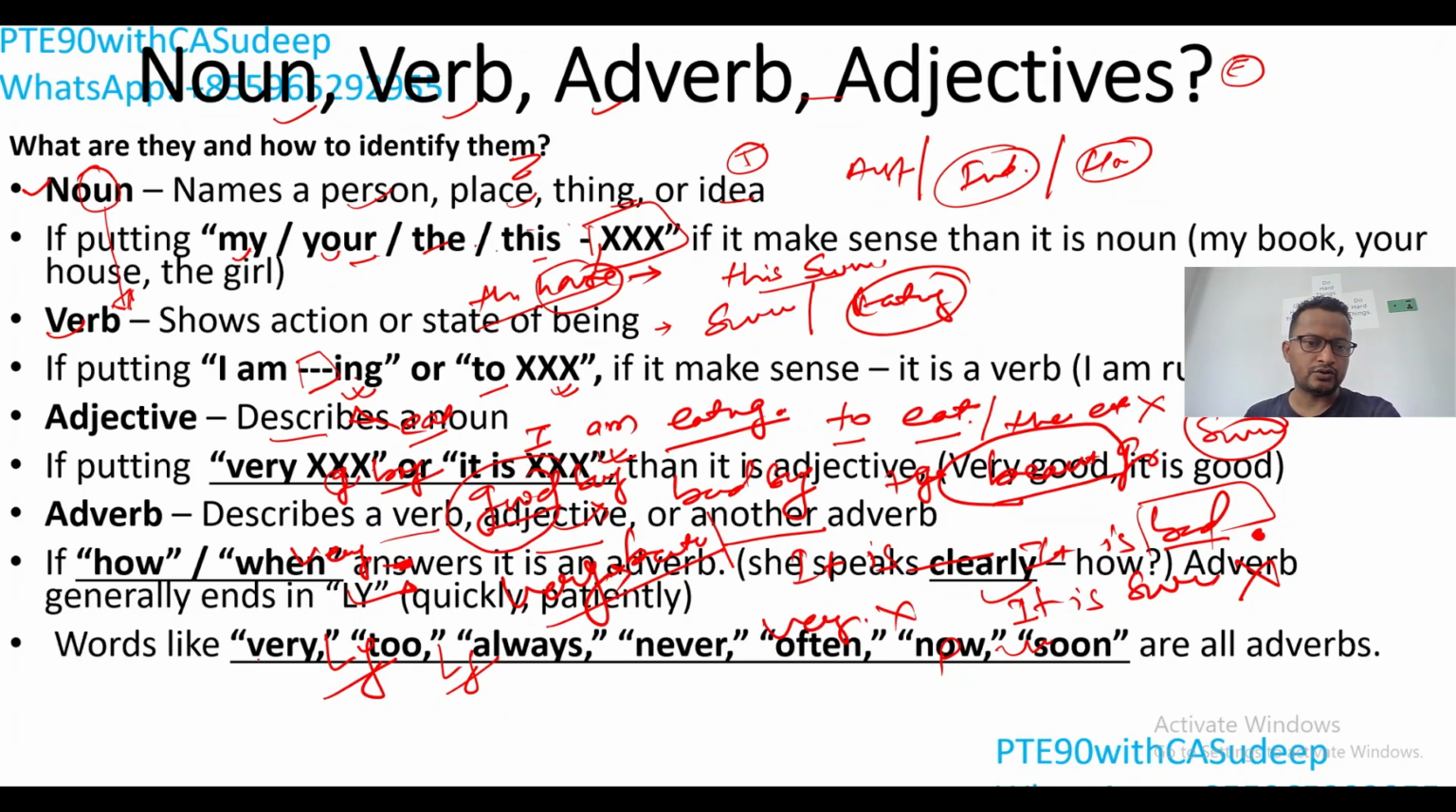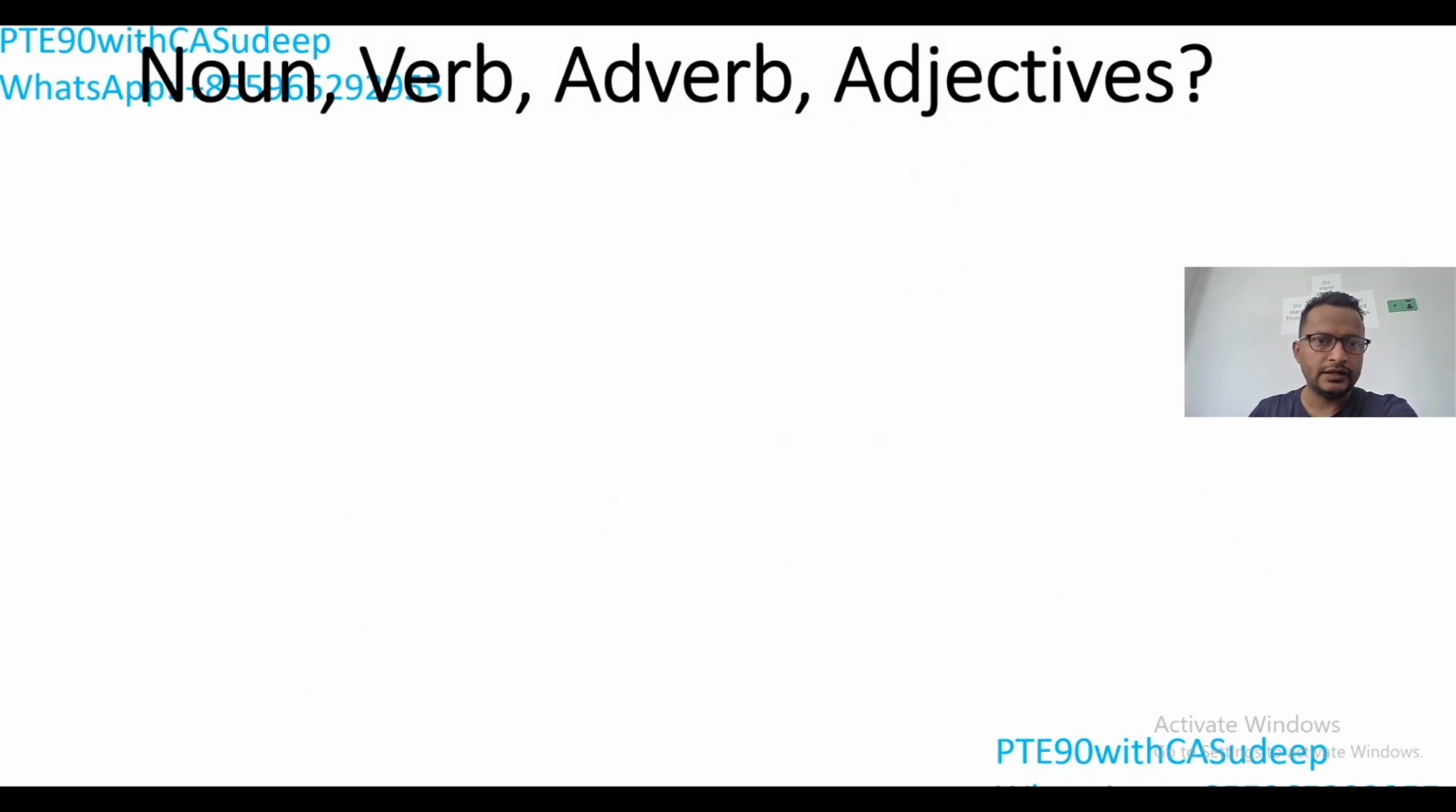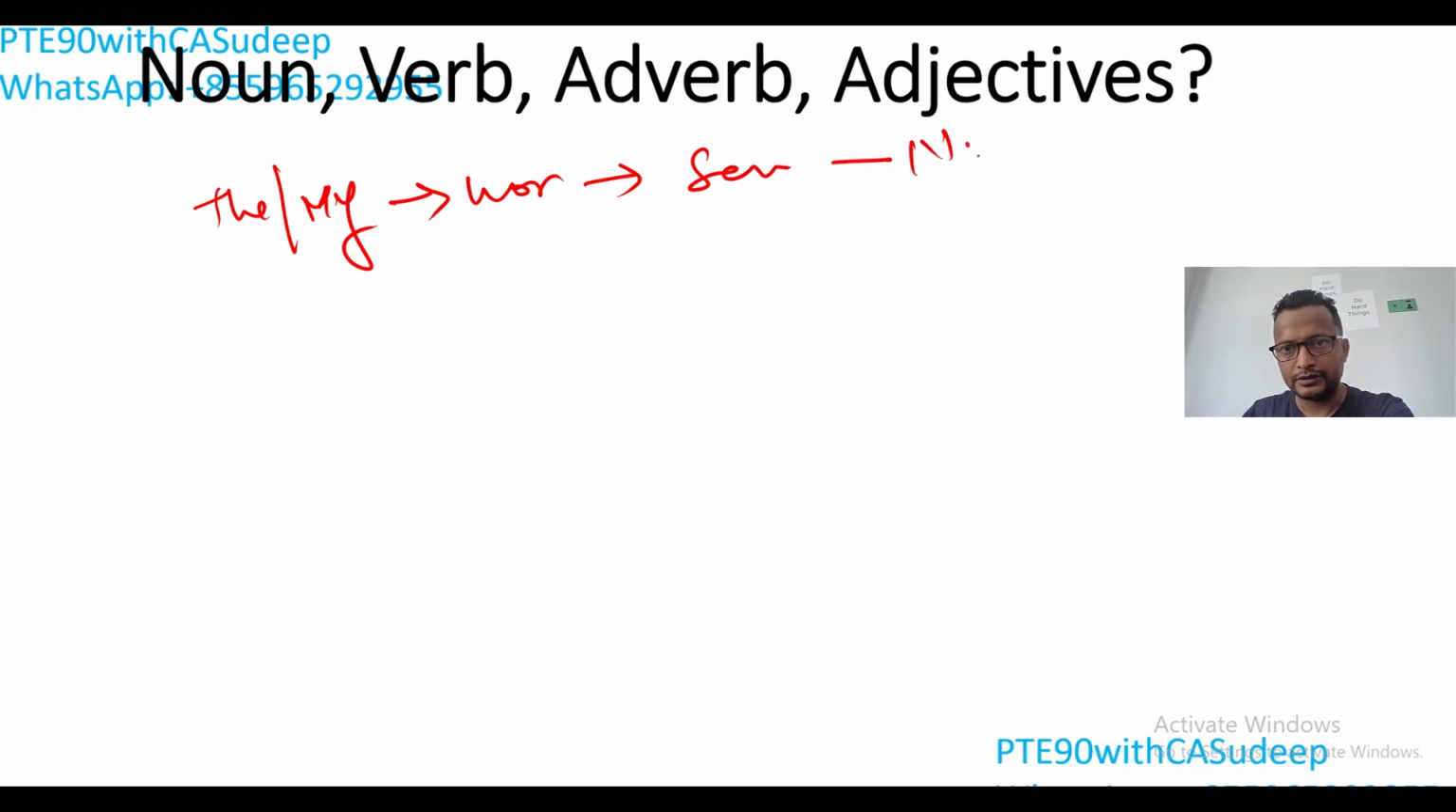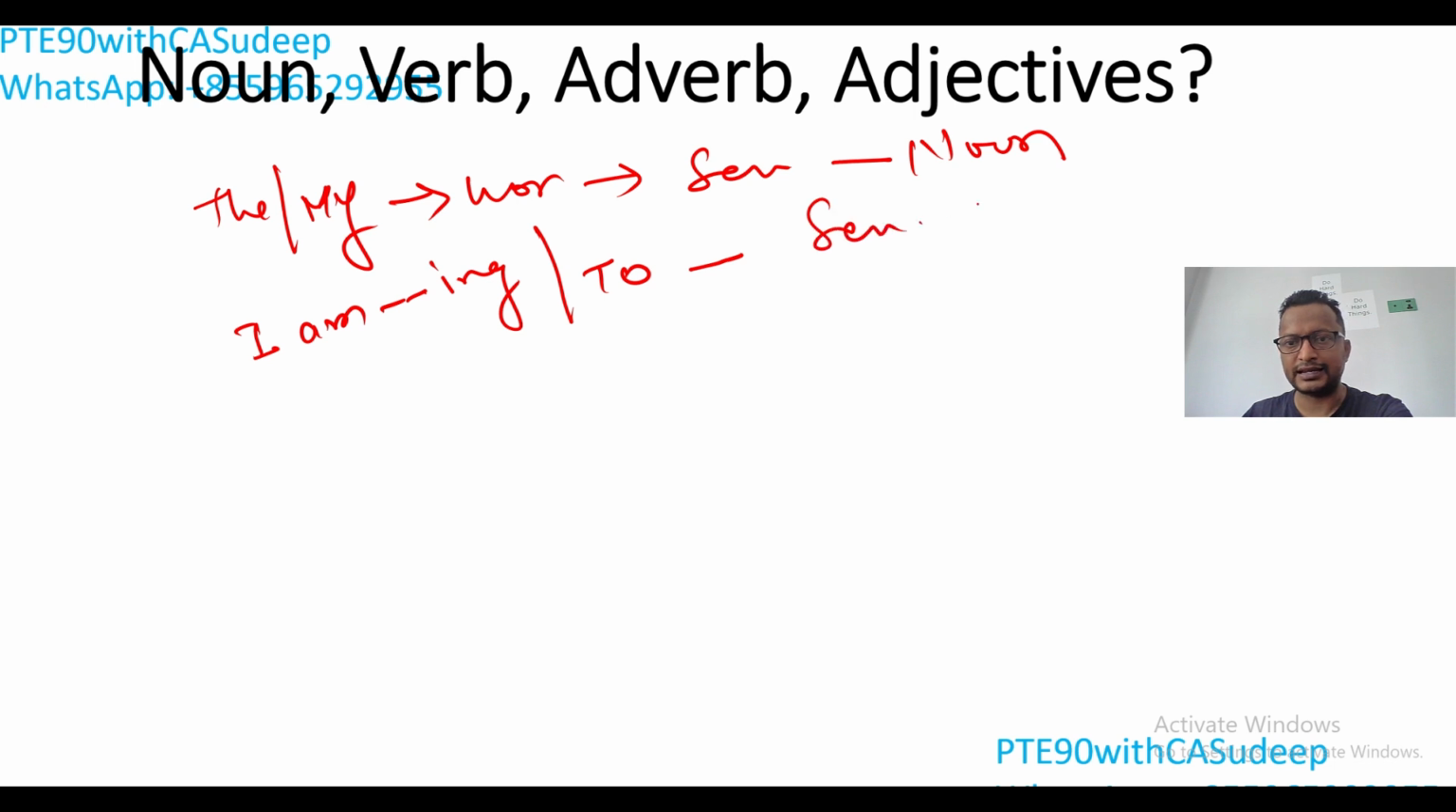So there are other word rules also, for example: very, to, always, never, often, now, soon. All those are adverbs. Okay, so this is how you're going to learn how to identify noun, verb, adverb, and adjective. Let's quickly do a recap. If you put "the" or "my" in front of that particular word, and that makes sense, then it is a noun. Now, if you put "I am ___ing" or "to" in front of that particular word, and that makes sense, then that is a verb.